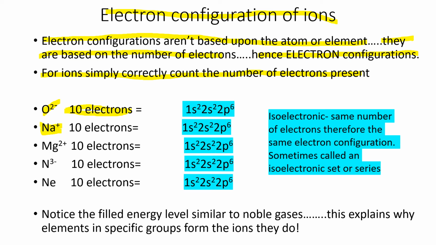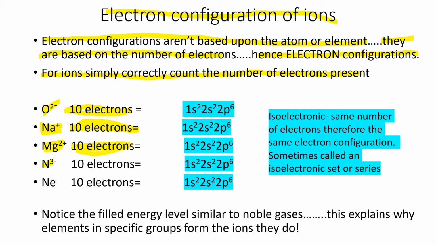If I look at sodium plus 1, a neutral atom of sodium would have 11 electrons, but that plus charge is telling us it lost an electron, so it will also have 10 electrons. How do 10 electrons get filled up? 1s2, 2s2, 2p6. Magnesium plus 2, a neutral atom of magnesium would have 12 electrons, but that plus 2 charge is telling us that it lost 2 electrons to go to 10 electrons. 10 electrons, 1s2, 2s2, 2p6.